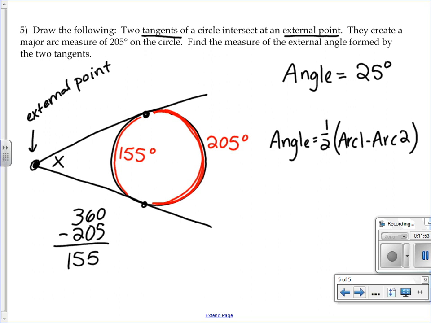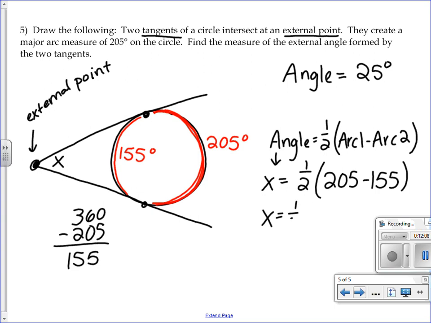So now we can just plug in everything that we know into this equation. My angle is x, drop down the 1/2, and whenever you're subtracting, you always take the bigger arc first. Otherwise, you're going to end up with a negative number. Okay, so order of operations, let's just subtract. 205 minus 155 is 50. And now I'm going to take half of it, and you get 25 degrees.